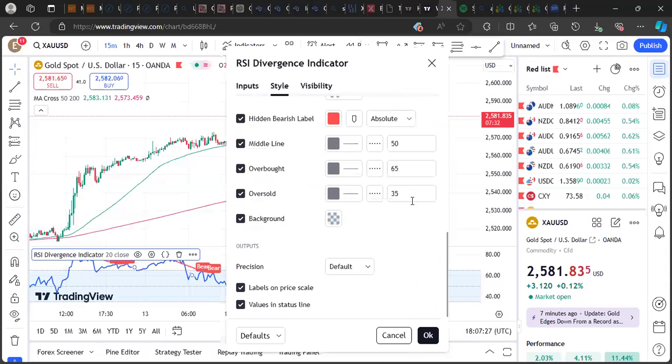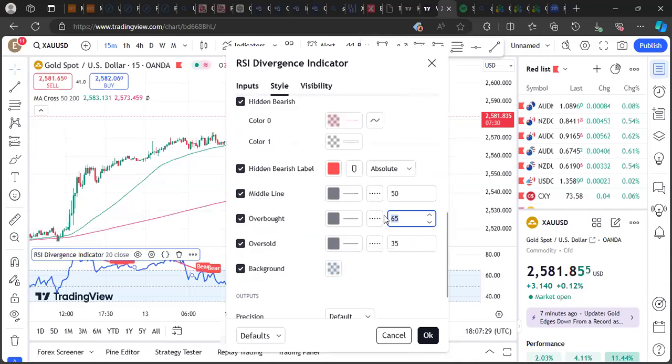The overbought zone can be 63 or 65, and due to testing, both work perfectly well. For oversold, you can use 35 or 37. So for this video, let's use 63 for overbought and 37 for oversold.